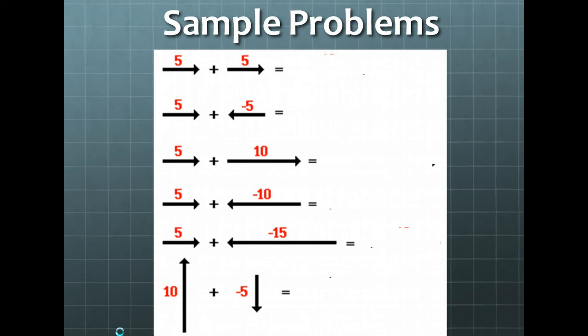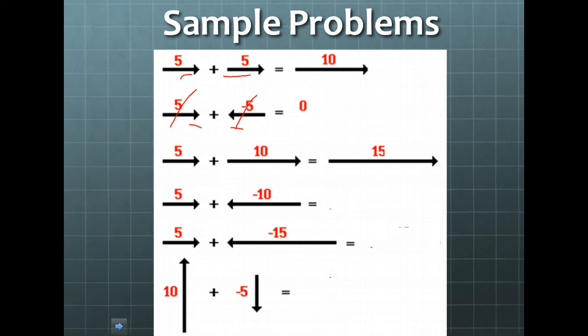So let's do some more sample problems. You need to see if they're going in the same direction or different to figure out whether you add or subtract those numbers. So the first one, same direction, so 10 going to the right. Different directions, right? So they would cancel out. Next one, we have same direction, right? So you just add them up. So 15 going to the right.